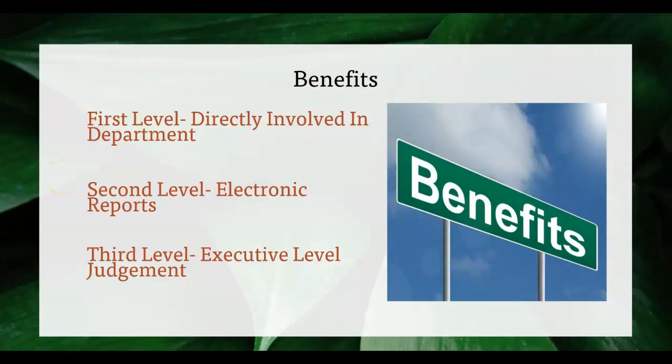Okay, now we're going to discuss some of the benefits associated with the three different sources of information for forecast. I kind of touched on them earlier in this presentation, but there are three levels. We have a first level, which is directly involved in the department. That's where you're going to get your information and find out what might have been going on when there was a dip in the number of patients or whatever information you're looking for.